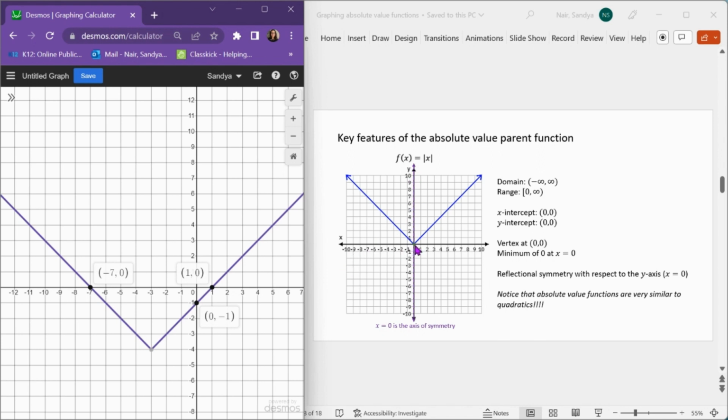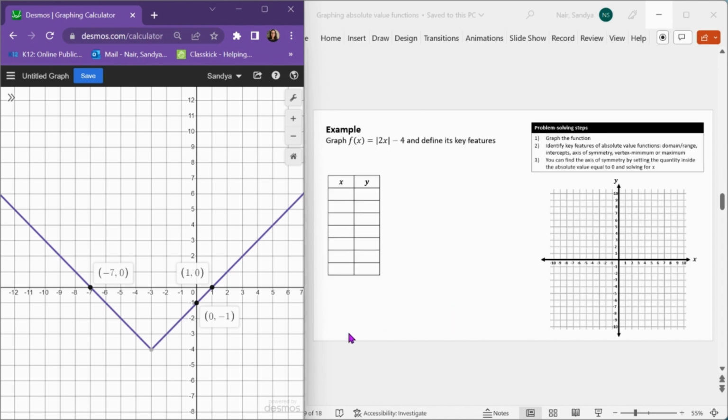The x-intercept and y-intercept are both at the origin, so at 0, 0. And that's also the location of the vertex, okay? So the vertex will be at 0, 0. Since this absolute value function opens upward, it's going to have a minimum at the vertex, and the minimum value of the function is the y value, right? So it's going to have a minimum of 0 at x equals 0. Also, this graph will have reflectional symmetry with respect to the y-axis, which is x equals 0, because notice that that is the x-coordinate of the vertex. And just keep in mind that absolute value functions have very similar characteristics to our quadratic functions.